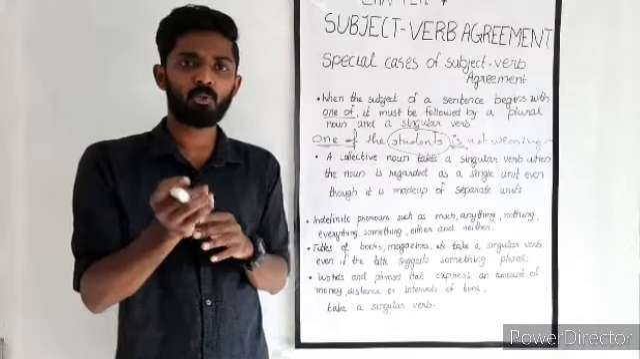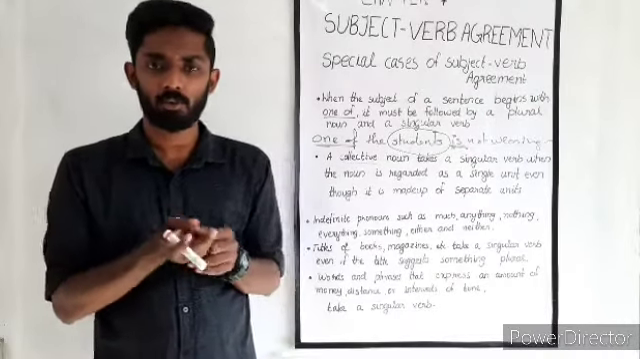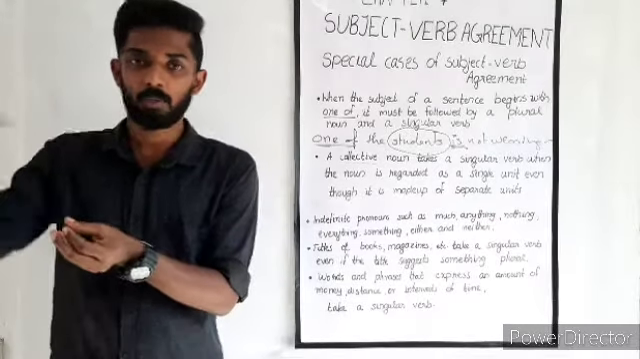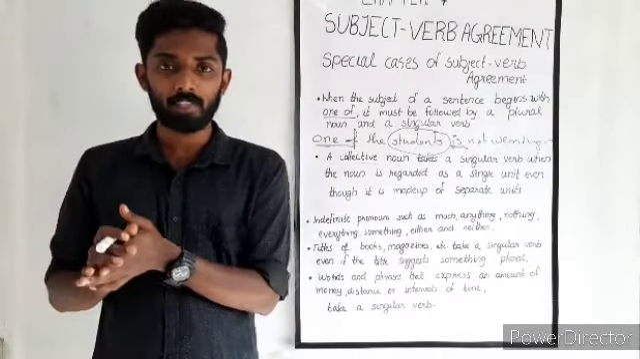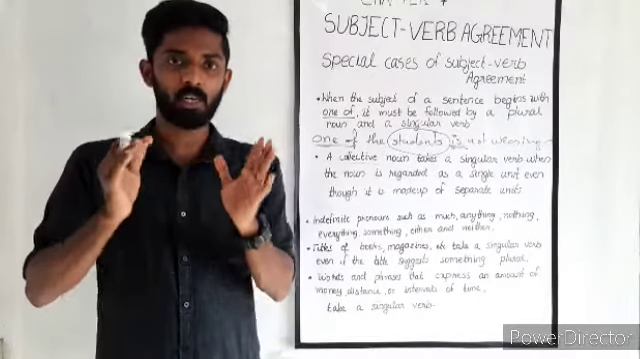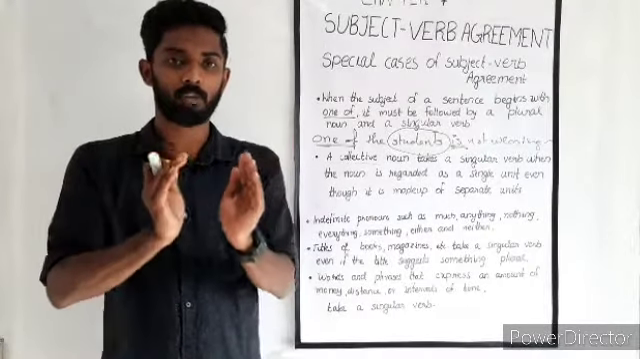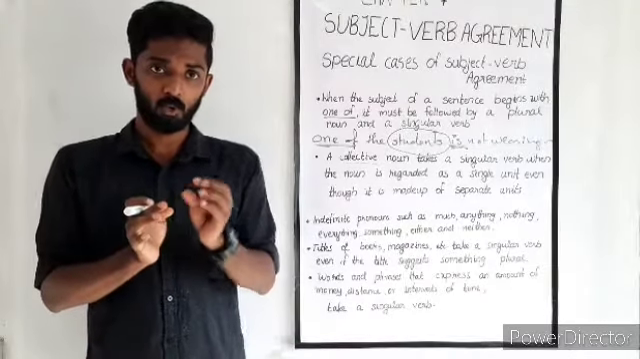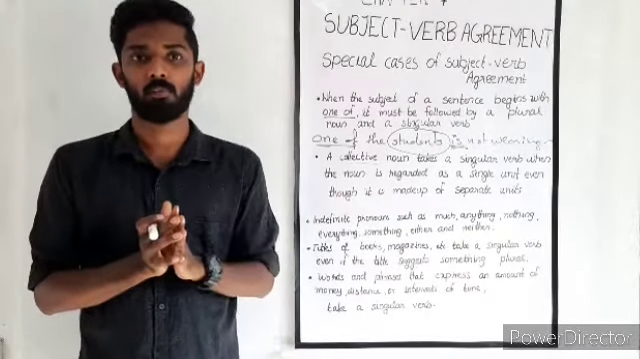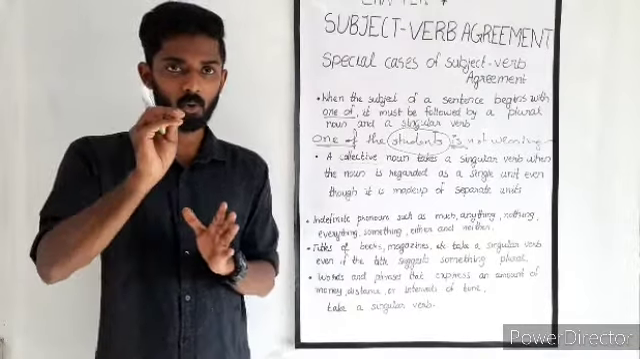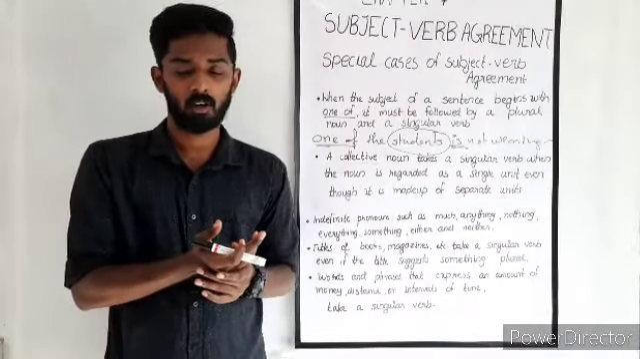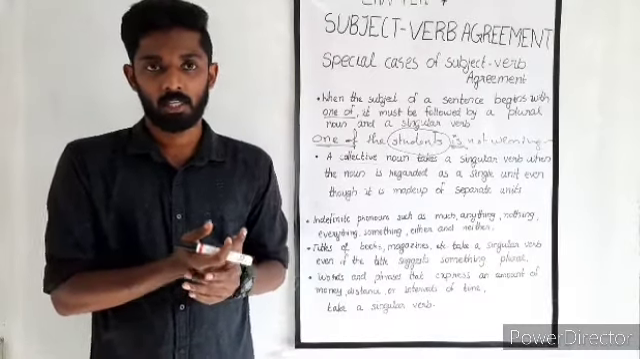So here, most of the people are kind to others. Most of the people means there will be two or more people, but we take it as a unit and speak. People is plural. Therefore, most takes a plural verb. So here, most of the people are kind to others.